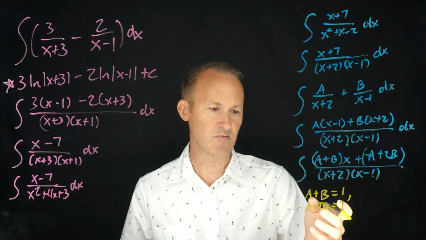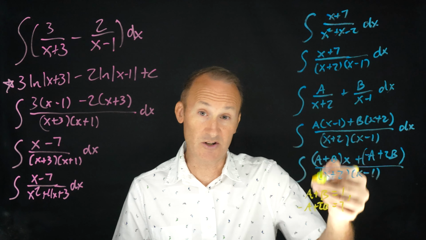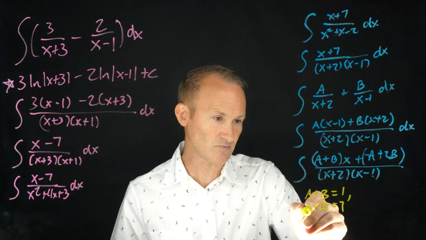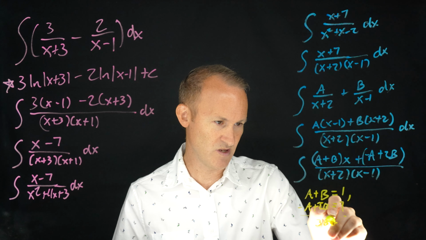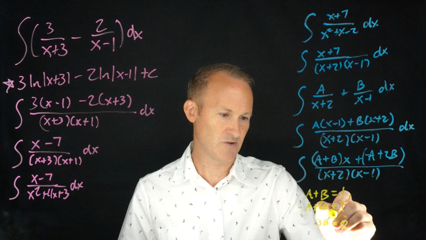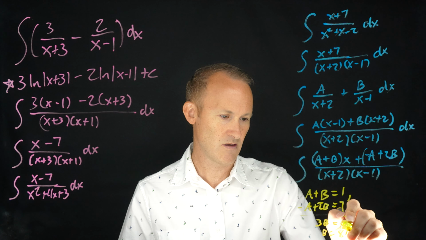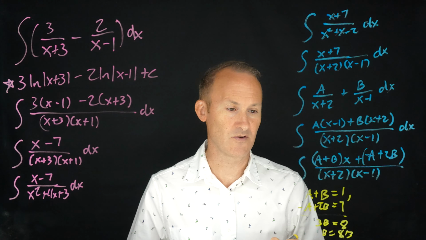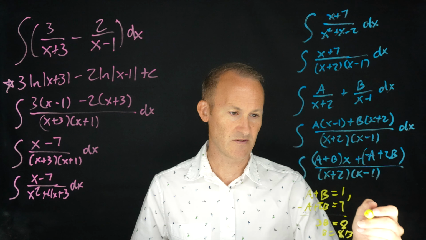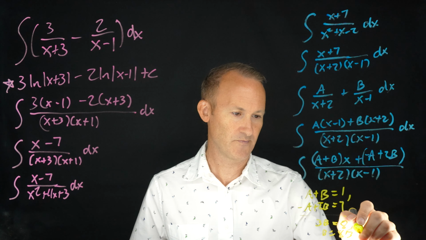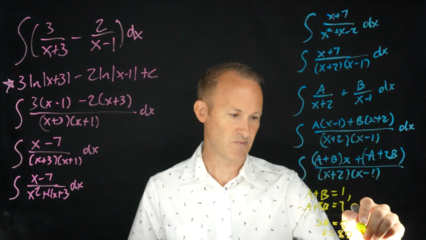We need to solve for a and b. There are plenty of ways to do this. You can just add these straight down, and we get 3b equals 8. So we get b equals 8/3. And if b equals 8/3, then a must be negative 5/3 to give us 3/3, which is 1. Okay? So b is 8/3, and a must be negative 5/3.